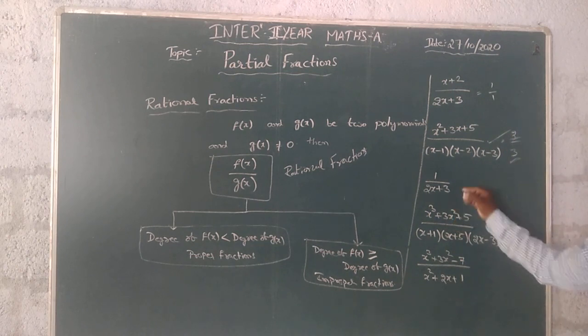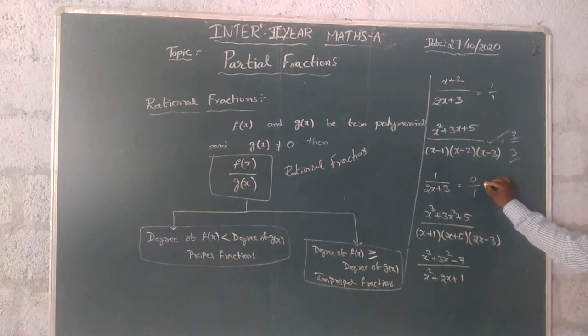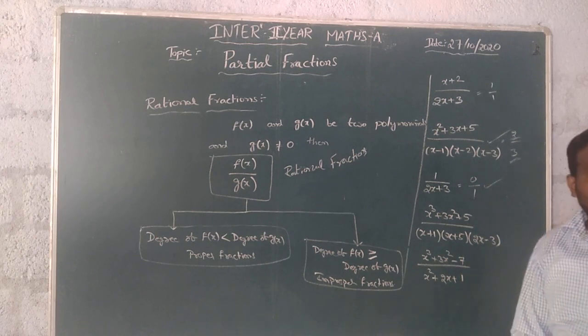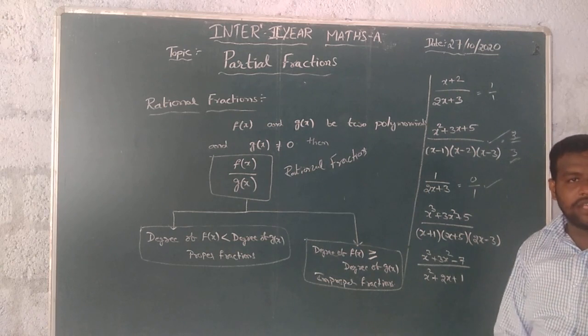In the third example, what is the degree of the numerator? 0. Degree of the denominator, 1. So 0 is always less than 1. So this example is also called a proper fraction. This fraction is also called a proper fraction.